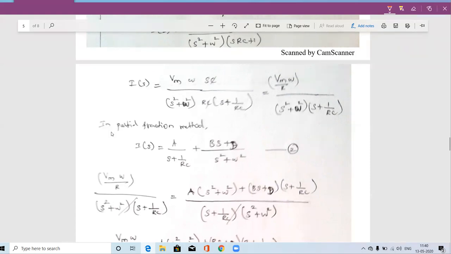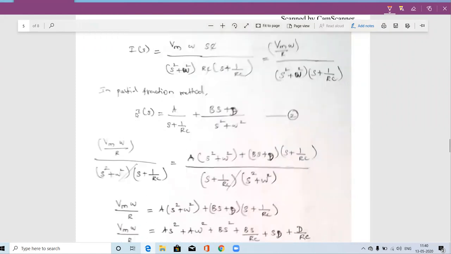Okay, in the partial fraction method, so we may write I of s equal to (a s plus b) by (RC plus... ) that is, a by s plus 1 by RC plus (bs plus d).